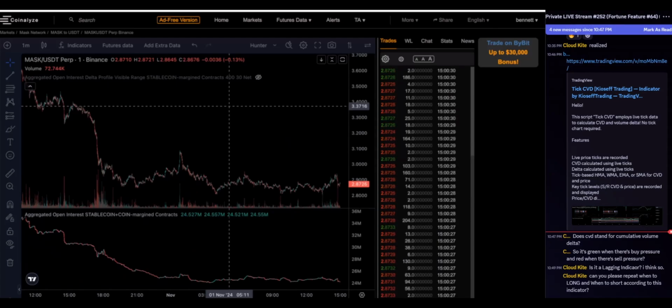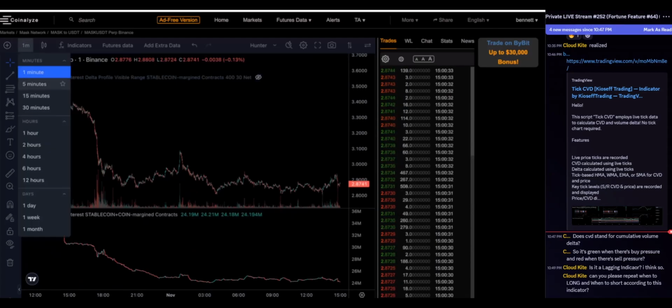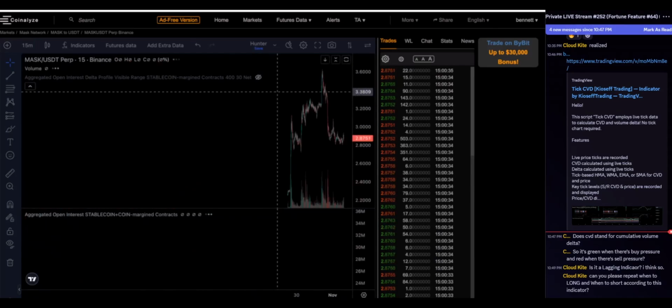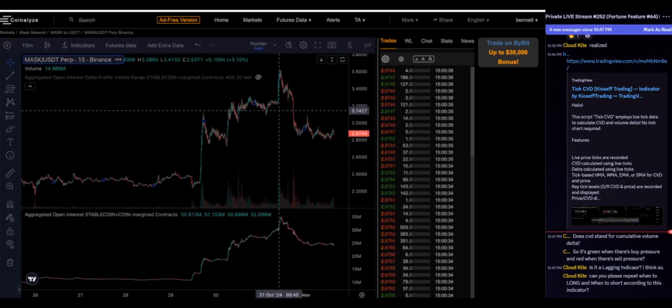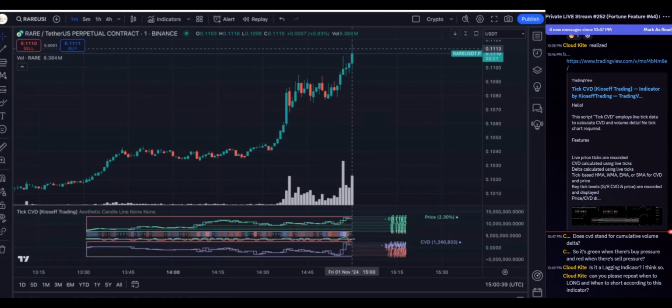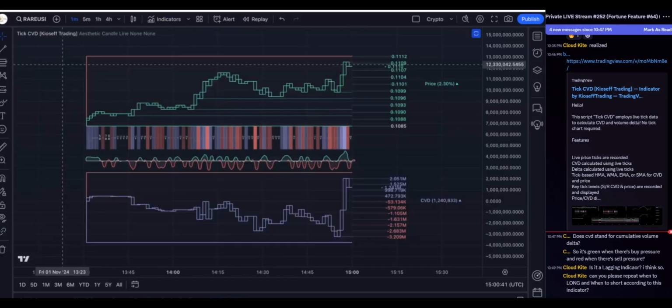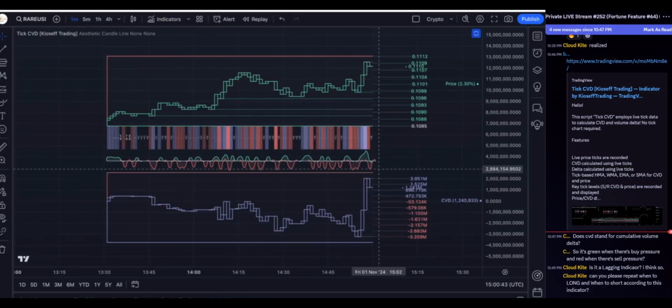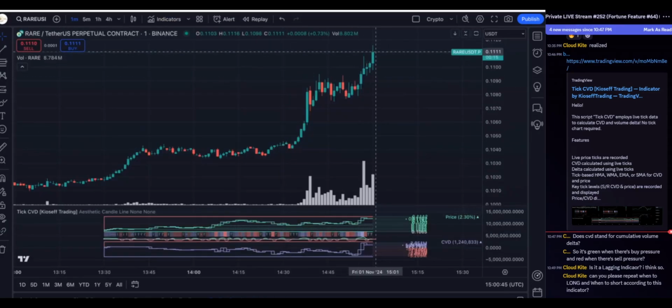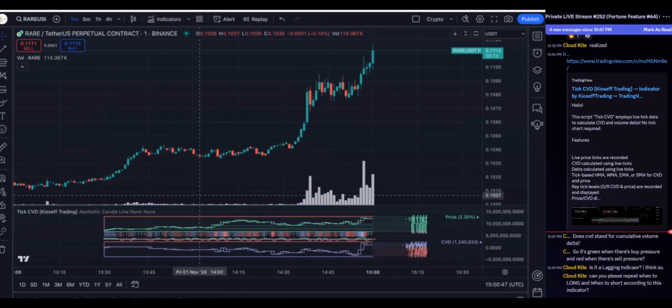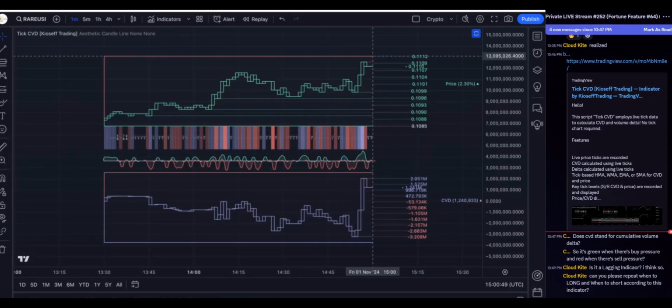So, a few things here. Let me first explain the beauty of a downtrend and how to scout them. But before I do that, look at Rare. Yeah, Rare, of course, is going up a little bit higher. Look at this. CVD just skyrocketing up, and then price, of course, follows suit. And we'll probably keep going up too. So, yeah, great indicator for this.